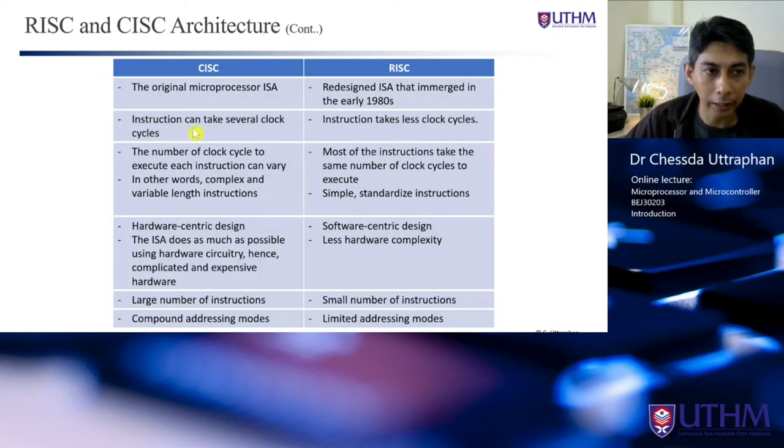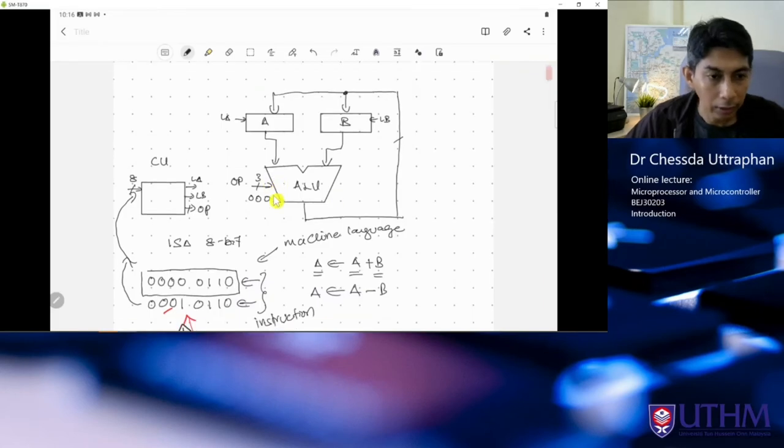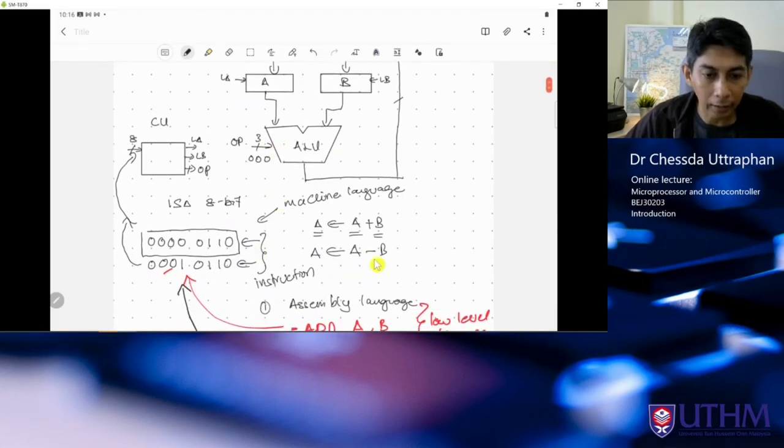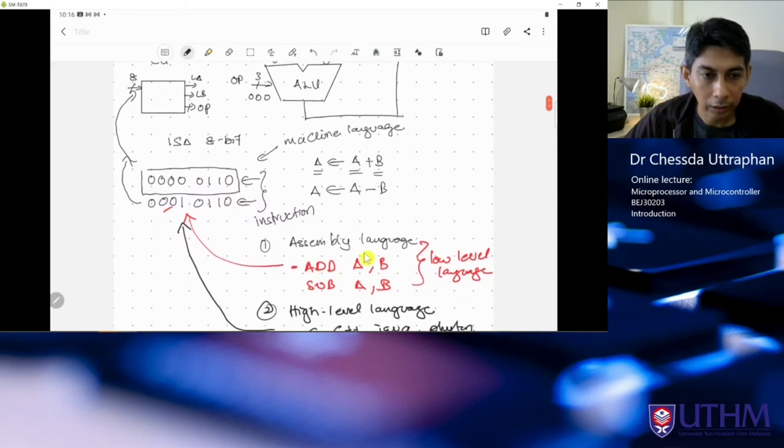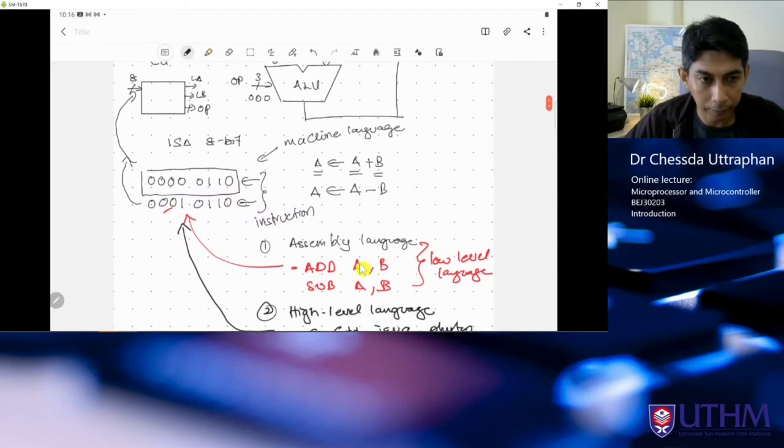So when we look at the instruction cycle, or the time to complete one instruction, for example, if we go back to this, to do the add instruction, how many clock cycles do we need to have? All right, how many clock cycles?